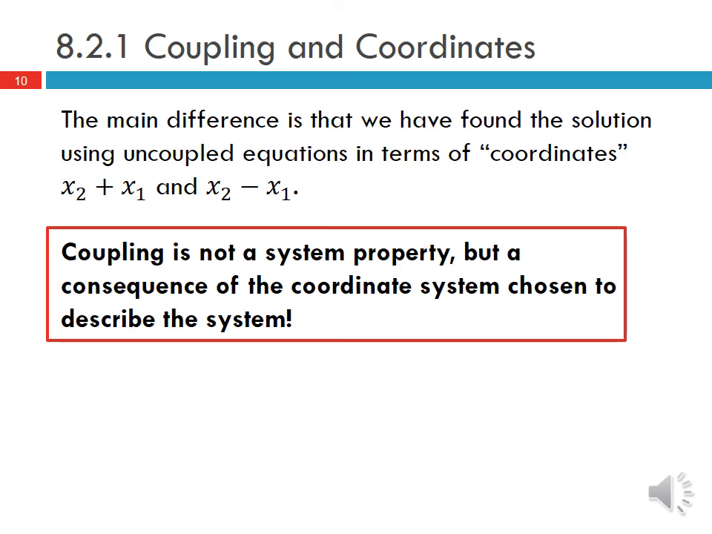So coupling is not a system property, but it is a consequence of the coordinate system chosen to describe the system, which is a very important concept, or a very important idea.